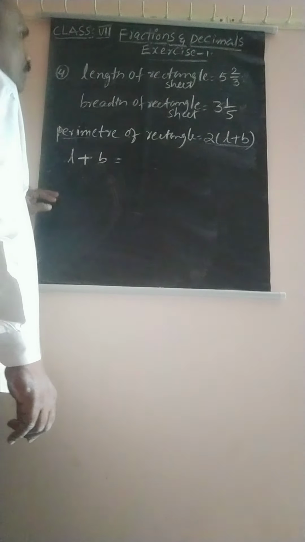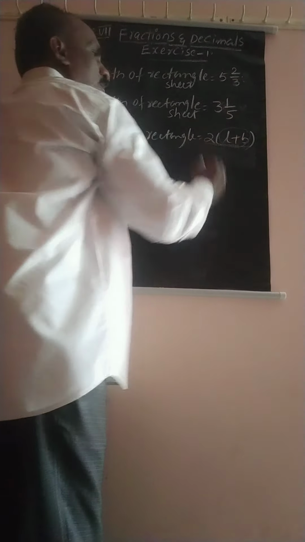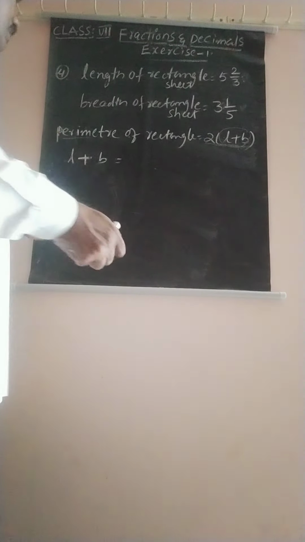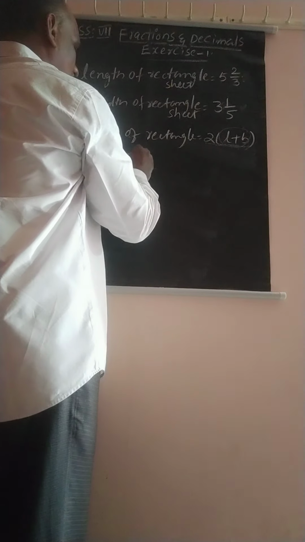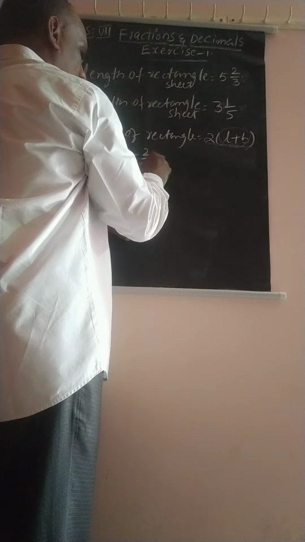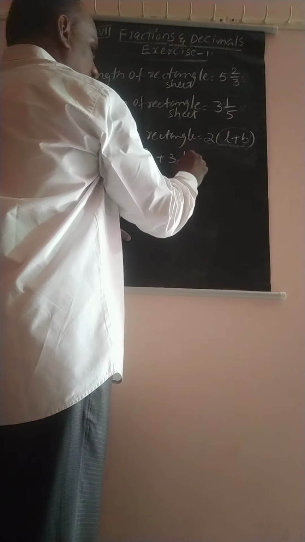See children, first they gave the length of the rectangle sheet as 5 2 by 3. Breadth of the rectangle sheet is 3 1 by 5. Find the perimeter of the rectangle. As we know, the perimeter formula is 2 into (L plus B). According to that, first I find L plus B, the sum of length and breadth. The length is 5 2 by 3 plus 3 1 by 5.